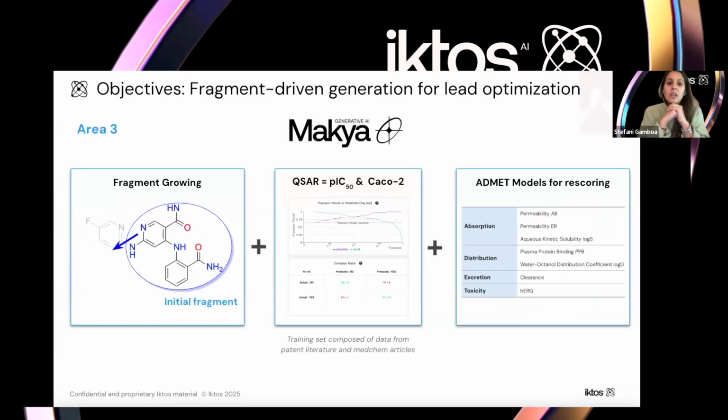So for area 3, we will again use a fragment growing approach, but here we will guide the generation with 2 models. A QSAR model for TYK2 pIC50 to maintain potency, and a Caco-2 model to directly address the permeability issues of this region. We also complement this analysis using Iktos generic models for rescoring, not as an optimization, and this will help us to quickly filter the results.